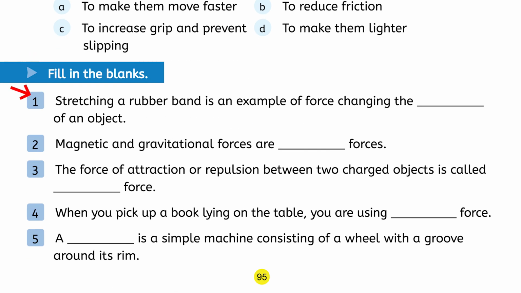Fill in the blanks. First, stretching a rubber band is an example of force changing the shape of an object. Second, magnetic and gravitational forces are non-contact forces. Third, the force of attraction or repulsion between two charged objects is called electric force. Fourth, when you pick up a book lying on a table, you are using muscular force. Fifth, a pulley is a simple machine consisting of a wheel with a groove around its rim.